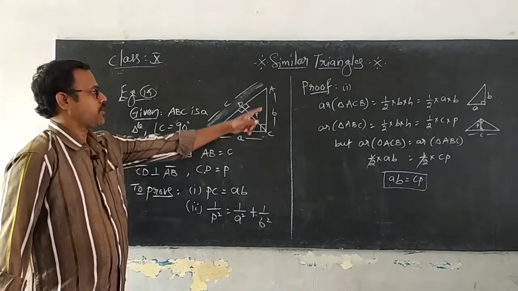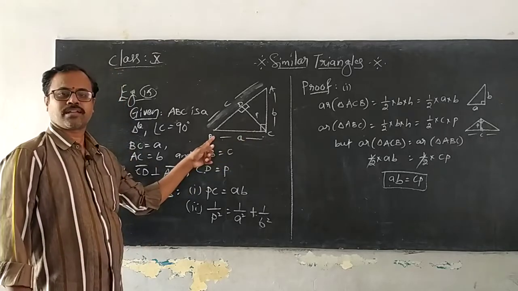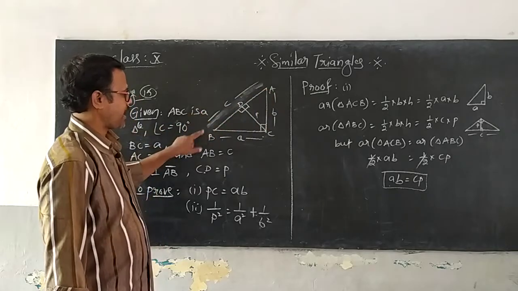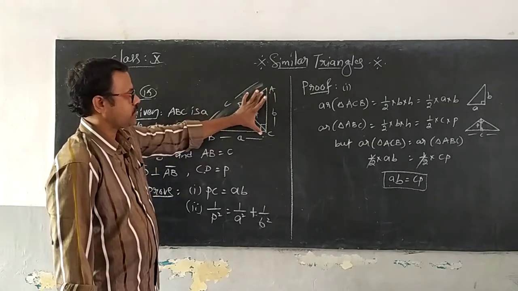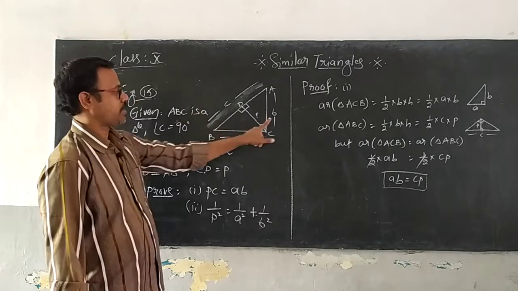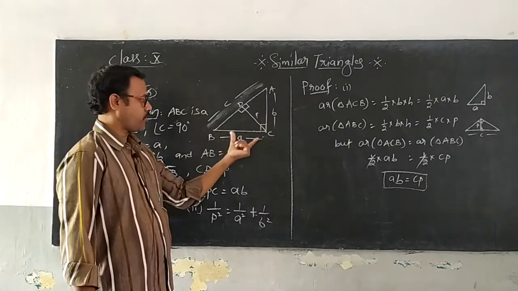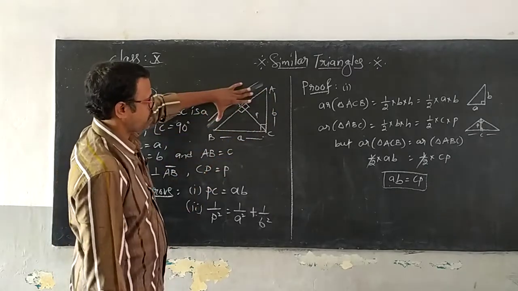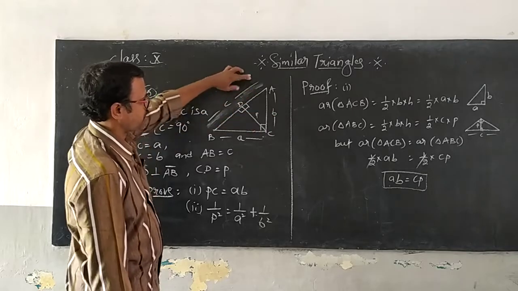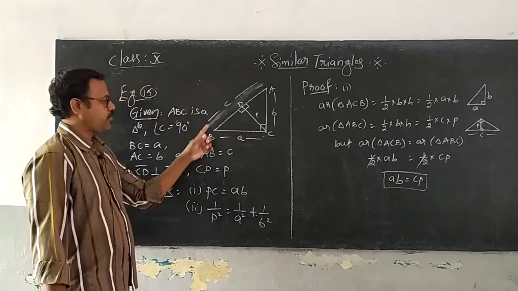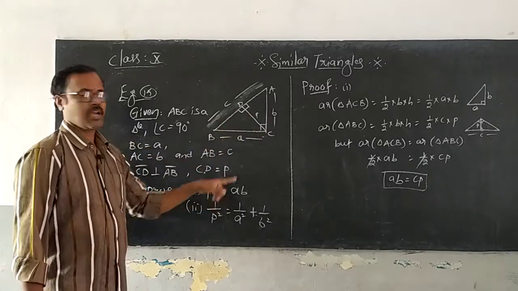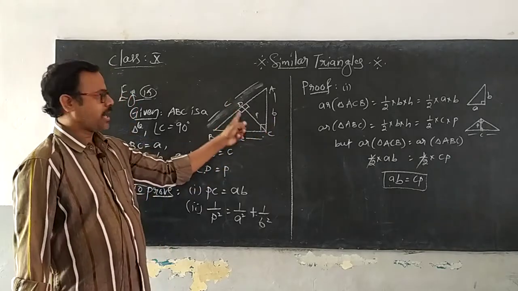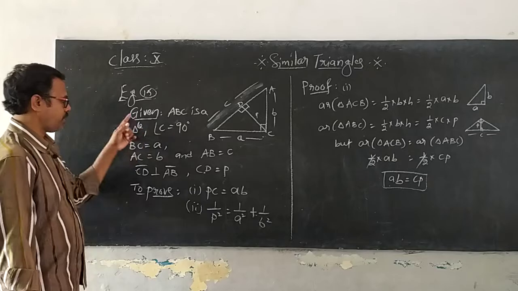So according to the figure, ACB is a right angled triangle where the side opposite to capital B is mentioned as small b. This side is opposite to capital A, so it is taken as small a, and this side AB is opposite to C, so this side is taken as c. So how do you name these sides? It is most important. Opposite to A is a, opposite to B is b, opposite to C is c, and this perpendicular is taken as p. This is what is given to us.